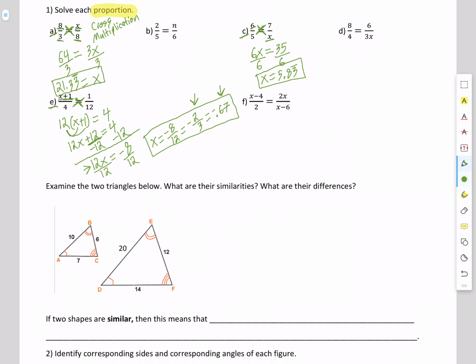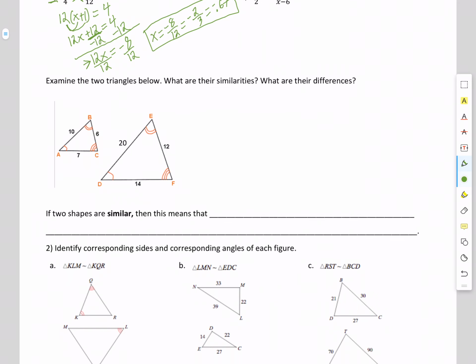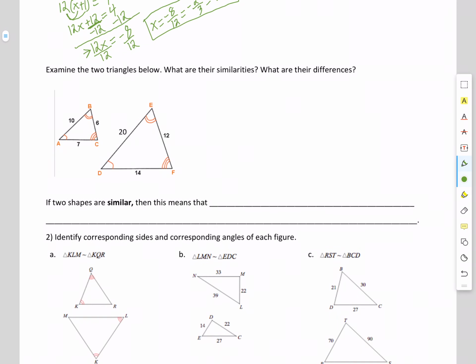So now, just coming down here, looking at these notes. These two triangles, the way we'll see this, you'll see a little triangle symbol and then A, B, C. And then this one, we would call triangle D, E, F. So these two triangles are what we call similar triangles.